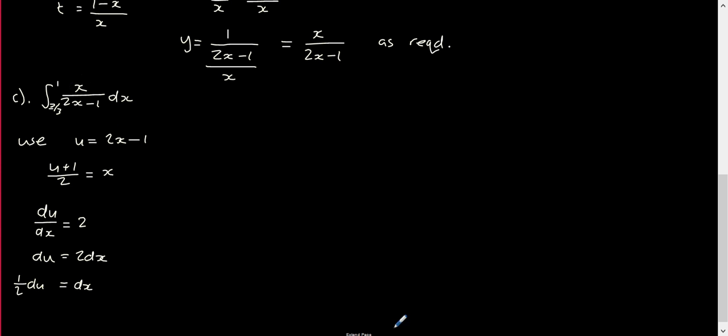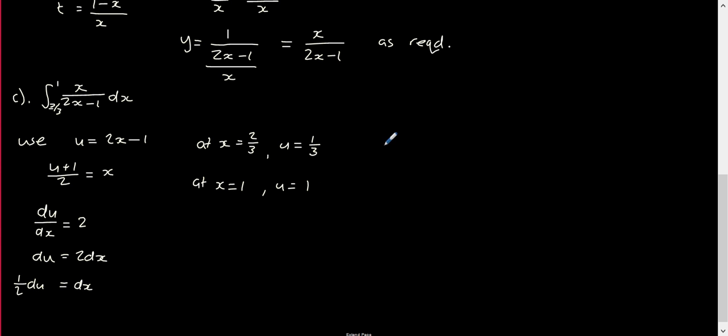And the only thing I need to think about now are my limits, because my limits currently are in terms of x, and I need them in terms of u. So I'll say at x equals 2/3, my lower limit, u equals, and we substitute x into here to find out what u is. 2 times 2/3 is 4/3, minus 1 is 1/3, so we have u as 1/3. At x equals 1, u equals 2 times 1 minus 1, which is 1.